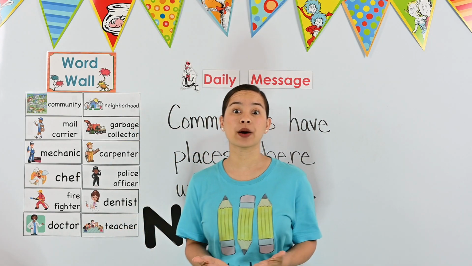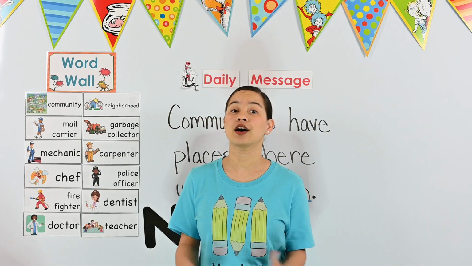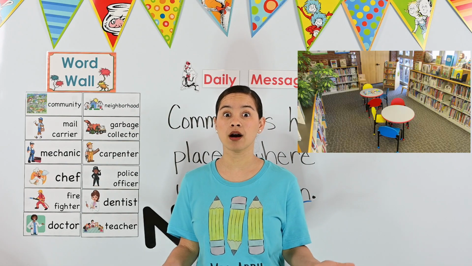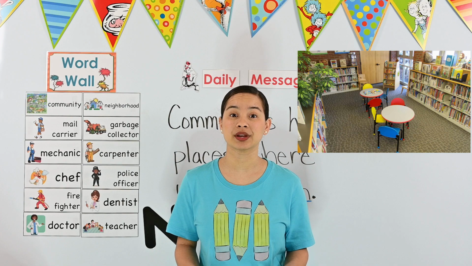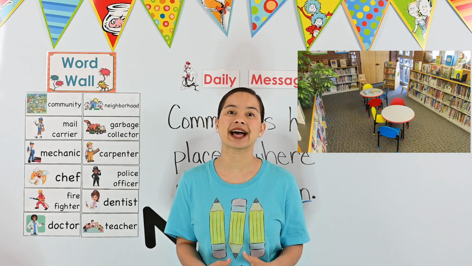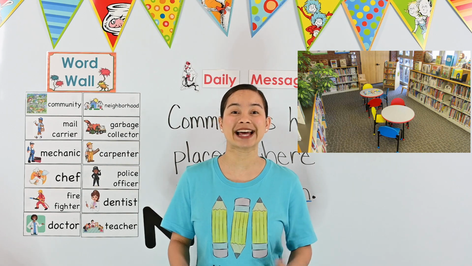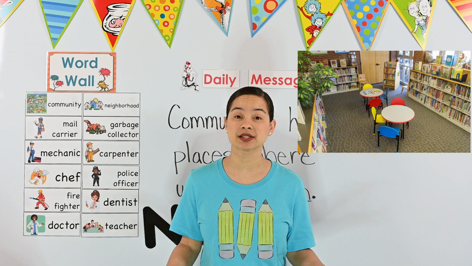So, we just learned that we can go to a school to learn different things. Other places in our community where we can go to learn something is a library. We can go to the library to learn new things. What can we find at a library? There are lots of books at a library. We can read books to learn about different topics.